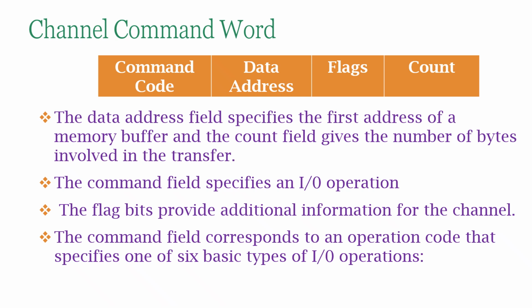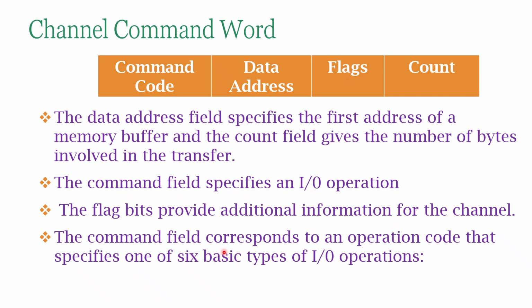It consists of command code, data address, flags, and count. The data address field specifies the first address of a memory buffer, and the count field gives the number of bytes involved in the transfer. So the address field contains the first address of a memory buffer. Count specifies how many bytes are involved in the transfer. And the command field specifies an IO operation. The flag bit provides additional information for the channel.